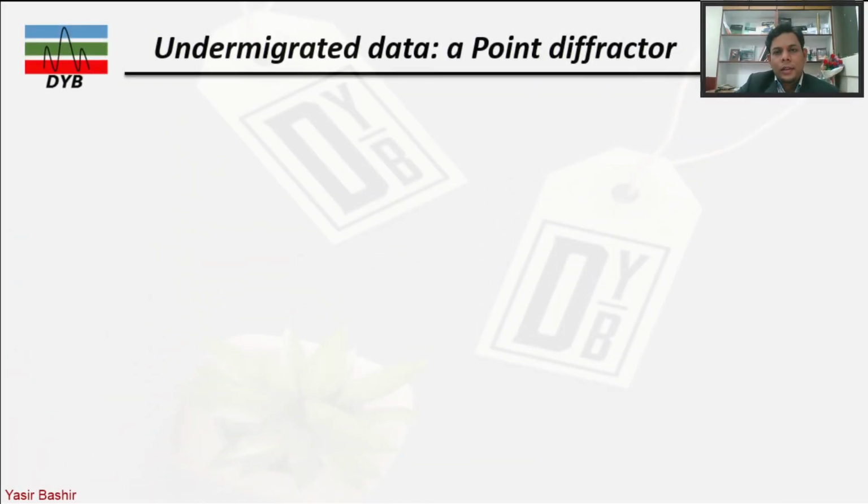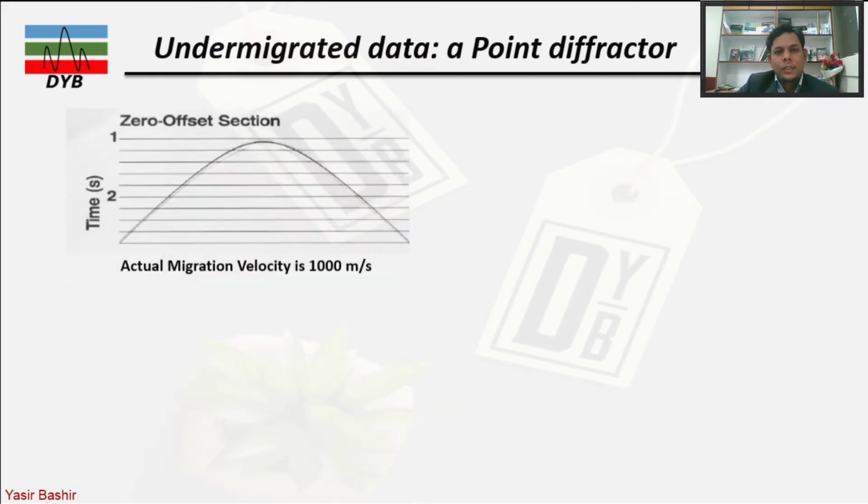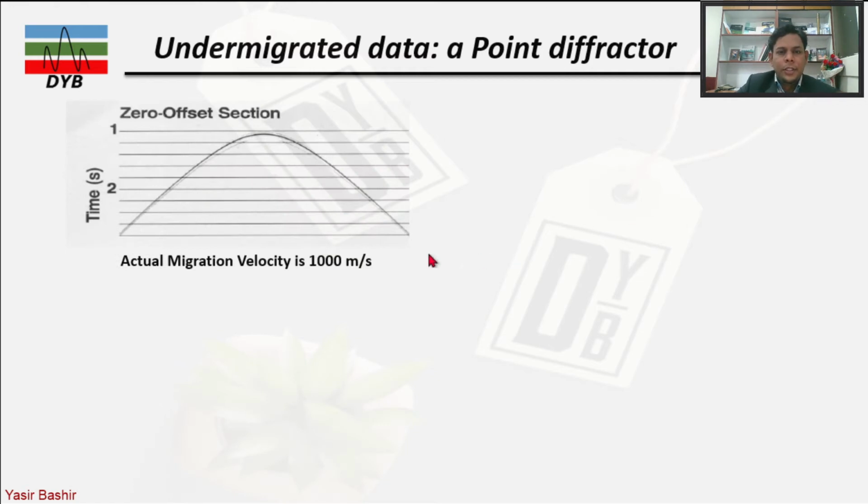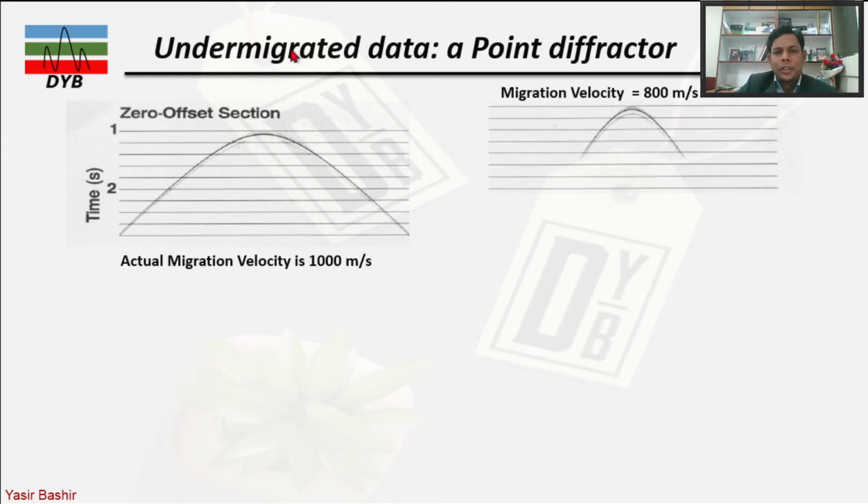So understanding the under migrated data with a point diffractor. Let's say we have a zero offset section with a point diffractor. When we record the data, we have the diffraction hyperbola. Let's assume the actual migration velocity to migrate this data is 1000 meter per second. As we are discussing under migration, we'll use a smaller velocity than the actual velocity. Once we use the 800 meter per second migration velocity, it will appear like this.